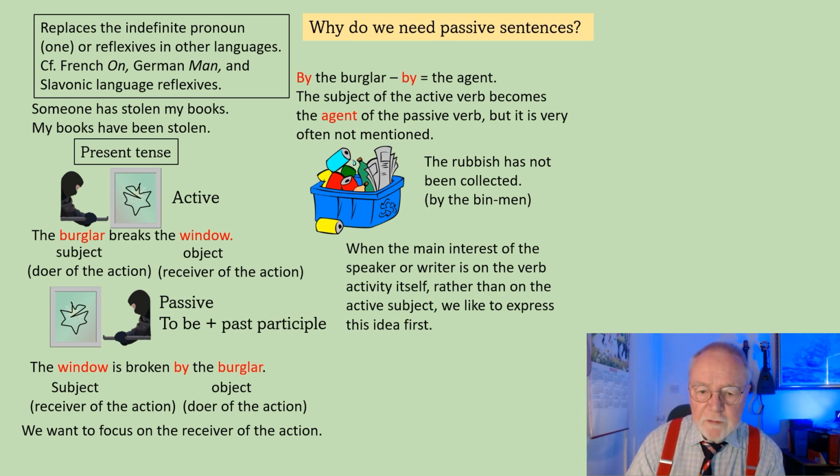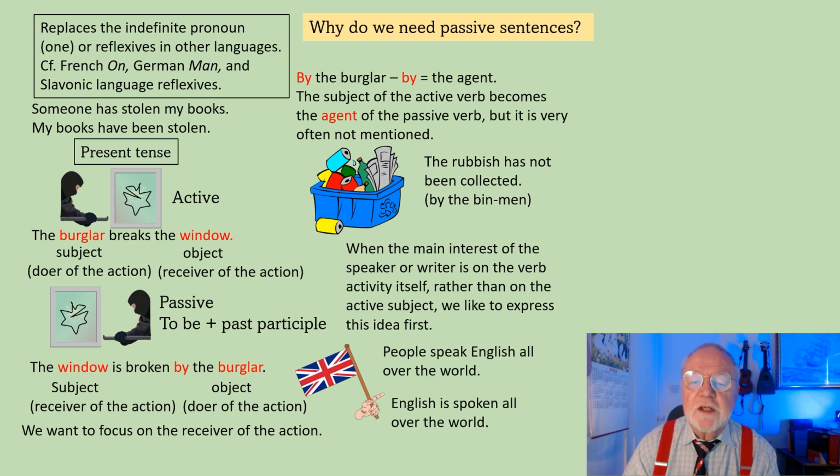When the main interest of the speaker or writer is on the verb activity itself rather than on the active subject, we like to express the idea first. And here's a very good example. People speak English all over the world. English is spoken all over the world.